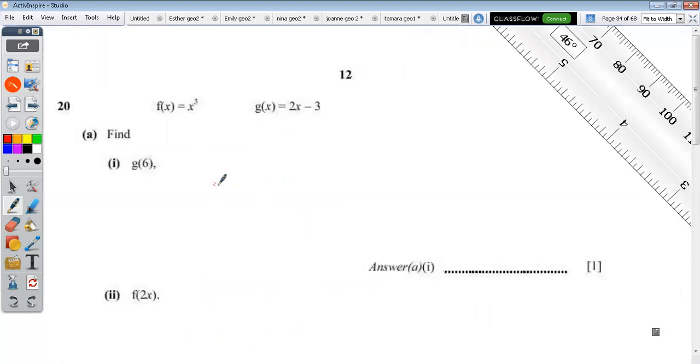Yes, sir. Okay, so let's do this quickly. I'm recording this for this girl here. So g of 6 means the value of x in this function is 6. So 2 multiplied by 6 minus 3. 2 multiplied by 6 is 12, minus 3, 9.